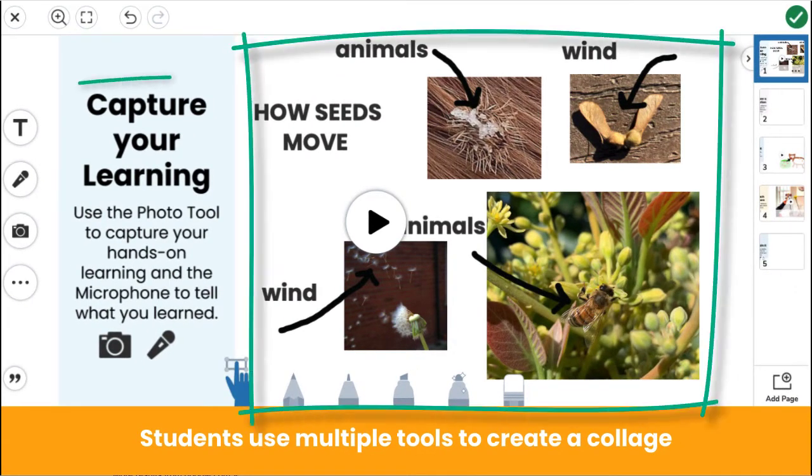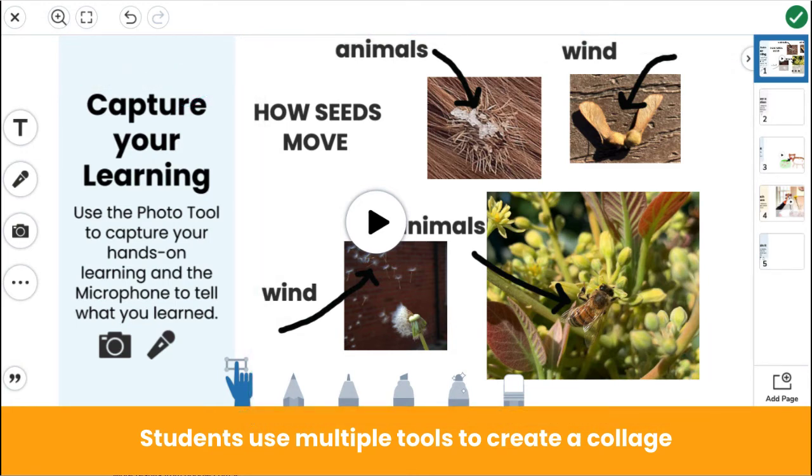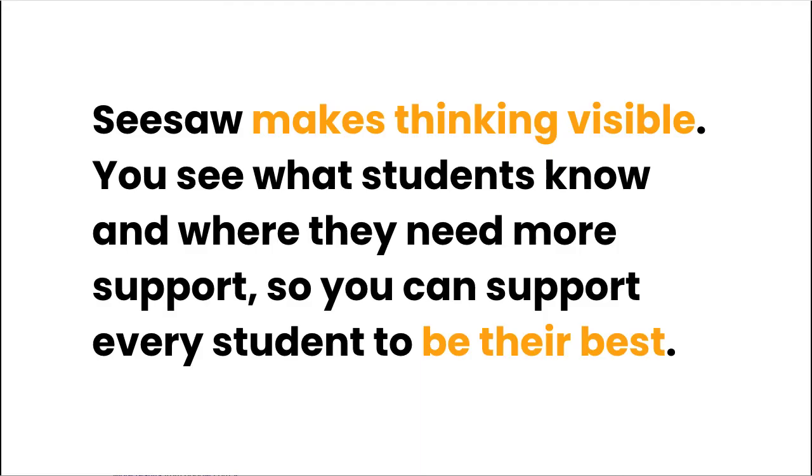On the drawing canvas, students can add multiple artifacts and create a collage or diagram. This drawing canvas can be left blank for students to create on, or you can give them a template to draw on top of. Another option is to provide a choice board and let students decide the best way to share what they learned. Progress made visible.